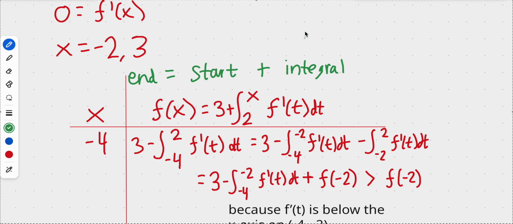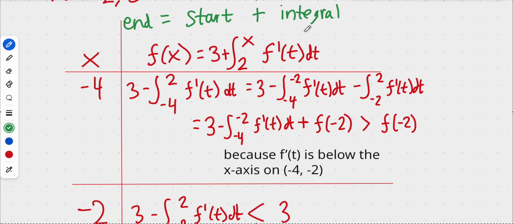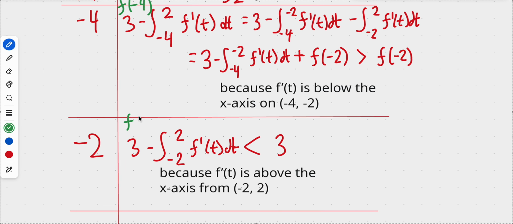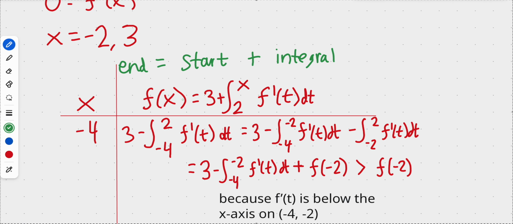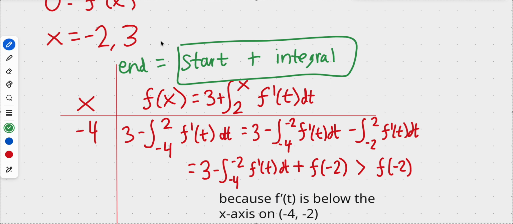So that's useful because I want to figure out what happens if I end up at like -4. Like what is f of -4 going to be? Or what is f of -2 going to be, right? That's what I want to figure out. So I can calculate those ending positions, those ending places, if I do start plus integral.